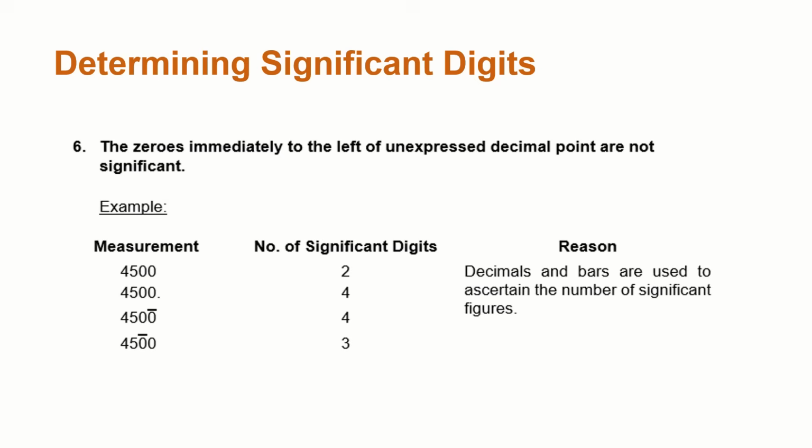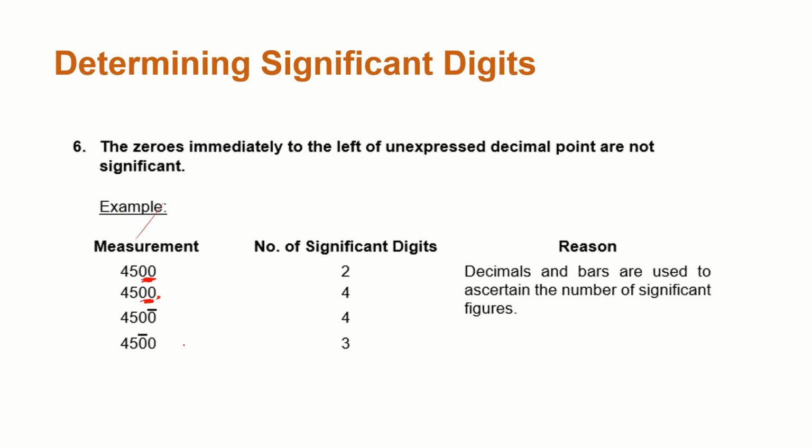So, rule number 6, the zeros immediately to the left of an unexpressed decimal point are not significant. So, for example, we have here 4,500. Di ba wala tayong nilagay na decimal point. So, therefore, since hindi naman expressed yung decimal point dito, these zeros here are non-significant. Pero kapag naglagay tayo ng decimal point after, these two zeros are significant.